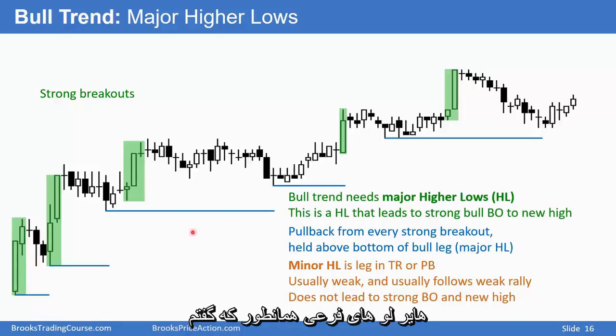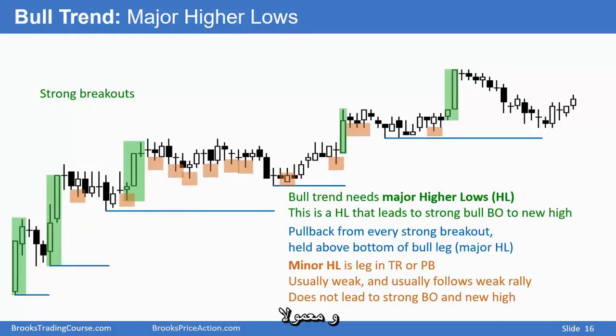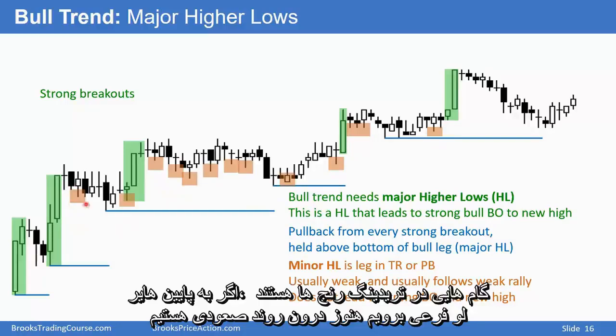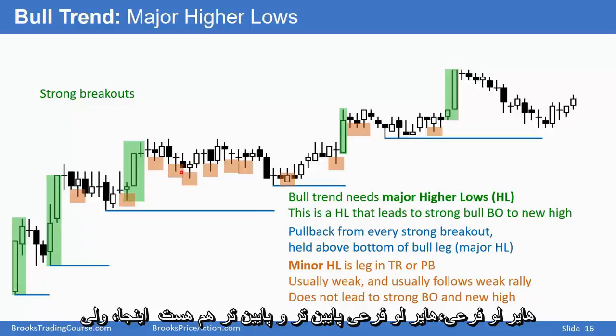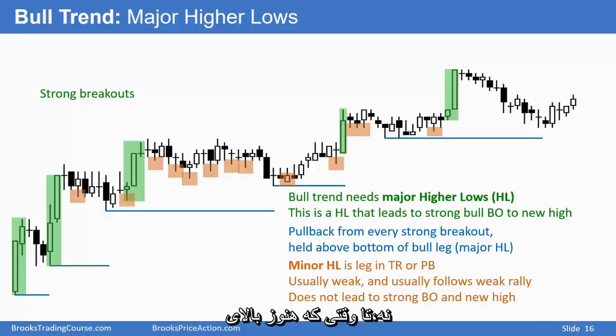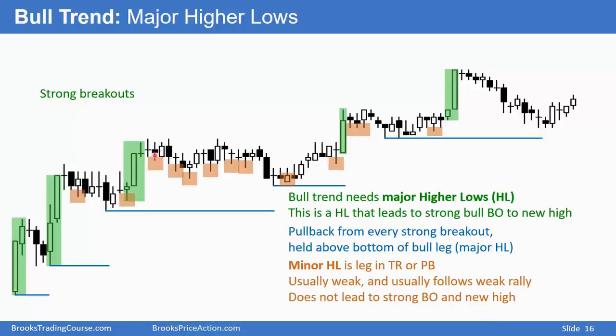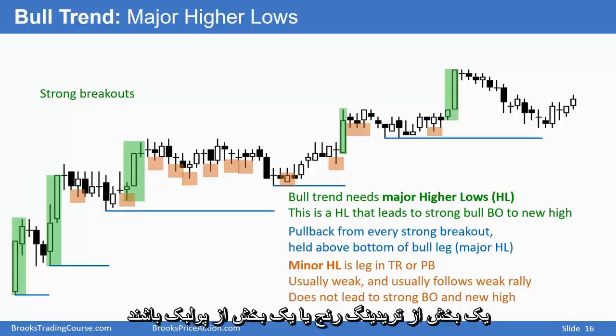Minor higher lows, as I said, these are all minor. They do not lead to strong bull breakouts. And they're usually legs in trading ranges. So a minor higher low. See, we went below it, but we're still in a bull trend. Minor higher low, and then a lower one. But when you see these, do you think the trend has converted into a bear trend? No, as long as it's still above the bottom of the most recent strong bull breakout, a major higher low, it's still a bull trend. These are all minor, and you expect them to be part of a trading range or part of a pullback.